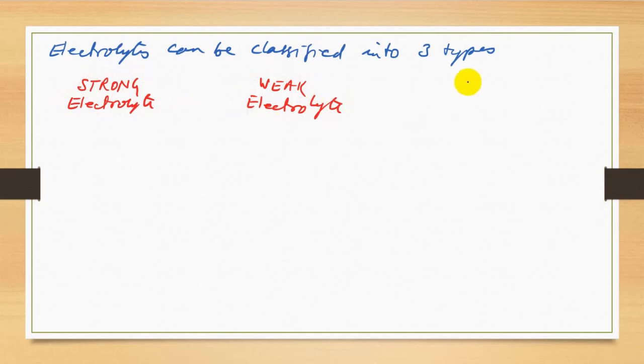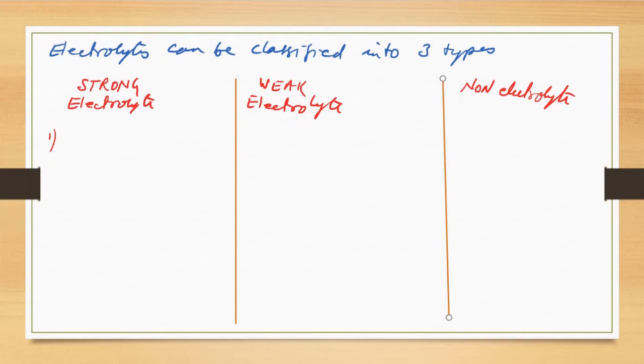And the last one is... so three things are there. Now how do we classify them? It is something similar to what we did with strong acids and strong bases, which we have already done, isn't it? So in the same way, this is also classified.